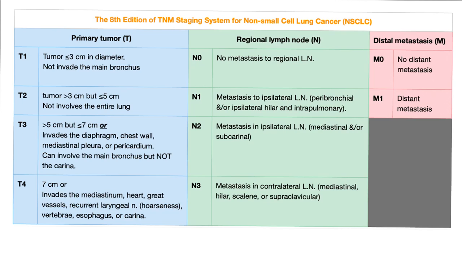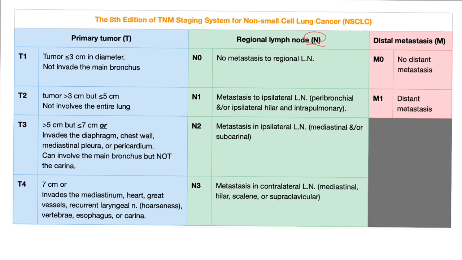T3 is between 5 and 7, or if it invades the diaphragm, the chest wall, the mediastinal pleura, or the pericardium. It can involve the main bronchus, but not the carina. T4 can involve the carina. It's usually more than 7 cm, or it invaded the mediastinum, the heart, the great vessels, the recurrent laryngeal nerve causing hoarseness, etc.